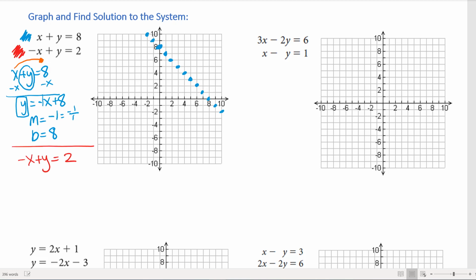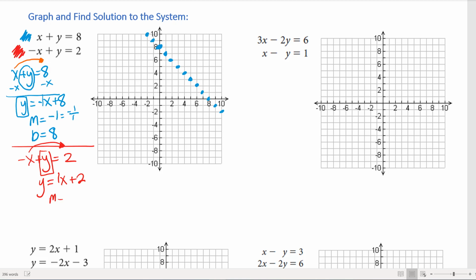I'm going to rewrite my red equation. I want the y to be all by itself, so who needs to move? Well, it's the x. Remember how I told you we're going to use transposition? If I pick the x up and move it to the other side, what happens is its sign, which was negative, changes to positive. So I have y equals x plus 2.